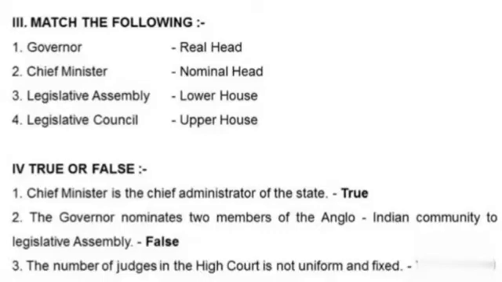Fourth Roman letter, true or false. The chief minister is the chief administrator of the state. Yes, true. Second one, the governor nominates 2 members of the Anglo-Indian community to the legislative assembly. The sentence is wrong because only one Anglo-Indian is nominated. The number of the judges in the High Court is uniform and fixed. This sentence is true.